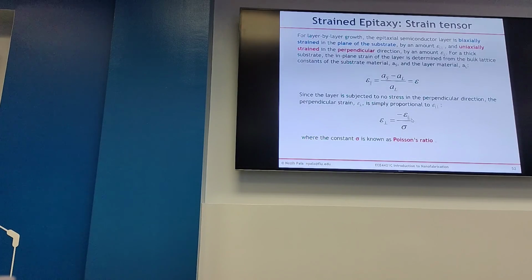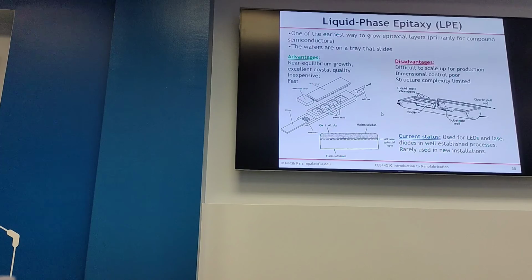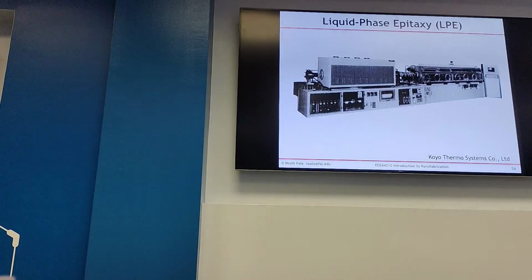there's a Poisson ratio that relates the strain parallel to the surface and the strain in the vertical direction. It's called Poisson ratio. I'll skip those things to material science. Now we were talking about the epitaxial methods. One method is called liquid phase epitaxy. In this case, we melt the material that we want to grow and then move the substrates on top of it. It's not used much in the industry anymore.